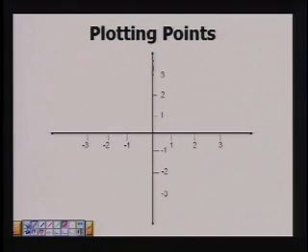Let's look at how to plot points. To plot a point in the coordinate plane, start at 0 and move left or right to the number indicated by the x-coordinate. Then move up or down to the number indicated by the y-coordinate. Plot the point at this spot. For example, if we're plotting the point (3, 2), we would move to the right 3 spaces and up 2 spaces.